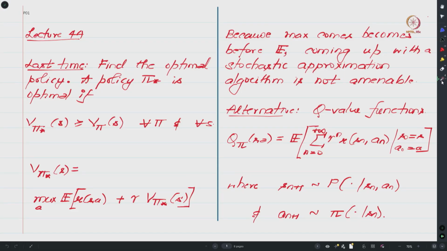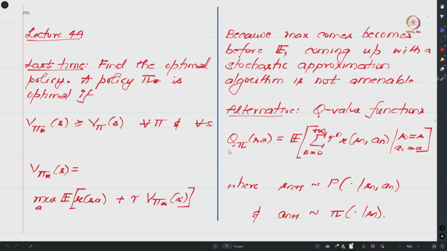As I said, the goal that we are focusing on in this week is to find the optimal policy, and we said that a policy pi star is optimal if V pi star S is greater than or equal to V pi S for all pi and all S. And we saw that the state value function associated with the optimal policy pi star satisfies a relation of this form. The challenge of using this relation to find V pi star was that the max was outside the expectation, and hence we looked at this concept of Q value function.